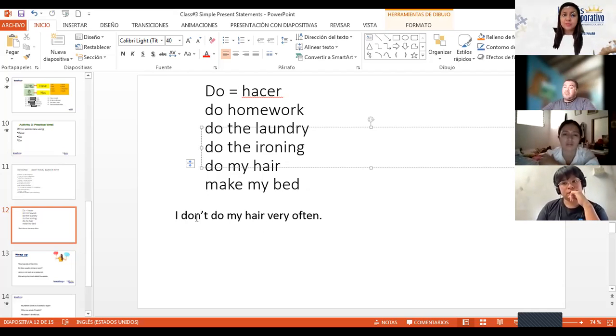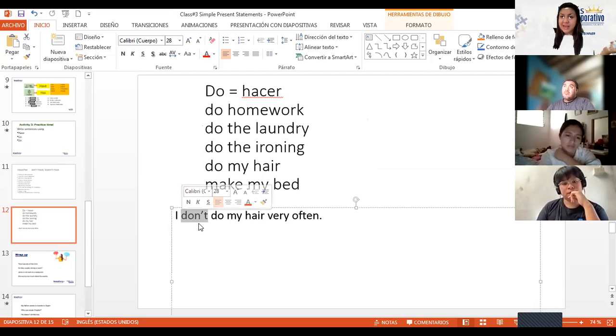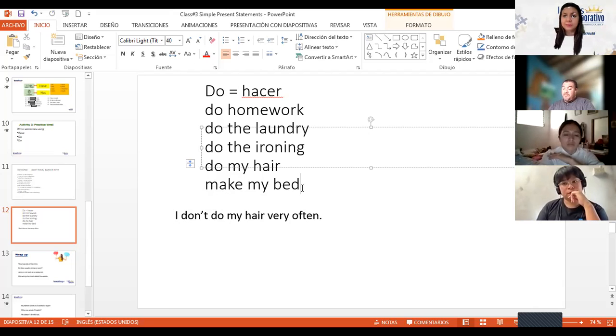Entonces, aquí don't está como un auxiliar, pero aquí está el verbo principal. I don't do my hair very often. Yo no me hago el cabello muy a menudo, ¿verdad? Y Carlita, do my lunch sería make my lunch. Do es solo para actividades.